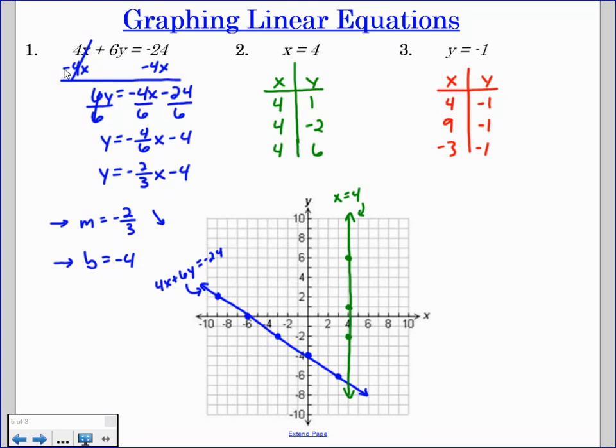If I go 4, negative 1, that's going to give me the point here. If I go 9, negative 1, that's going to give me the point here. Negative 3, negative 1 will be here. And you should be able to realize pretty quickly here that this is just a horizontal line through the coordinate y equals negative 1. So remember, if it's x equals a constant, it is a vertical line. If it's y equals a constant, it is a horizontal line. And there are some examples of graphing linear equations.